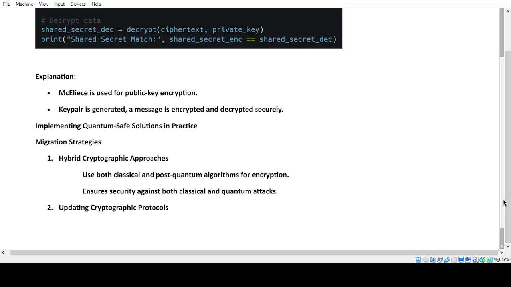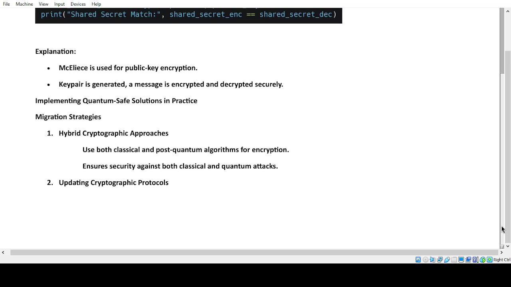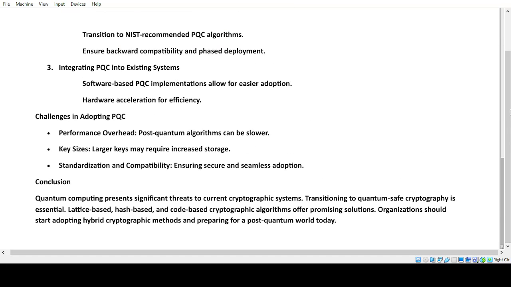2. Updating cryptographic protocols. Transition to NIST-recommended PQC algorithms. Ensure backward compatibility and phased deployment. 3. Integrating PQC into existing systems. Software-based PQC implementations allow for easier adoption. Hardware acceleration for efficiency.